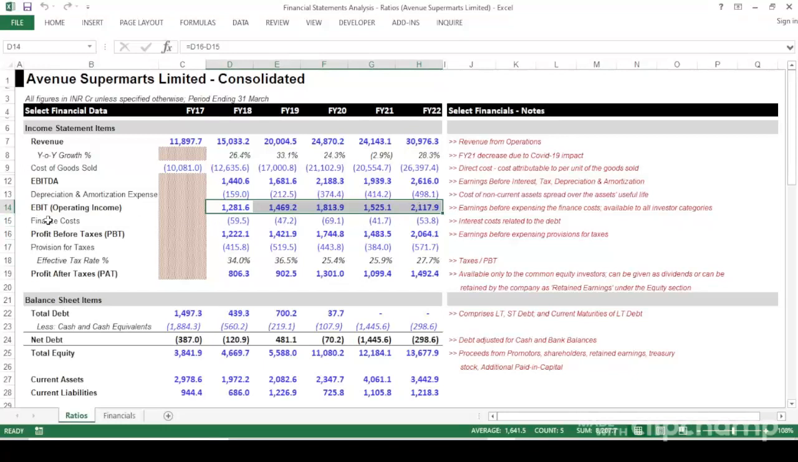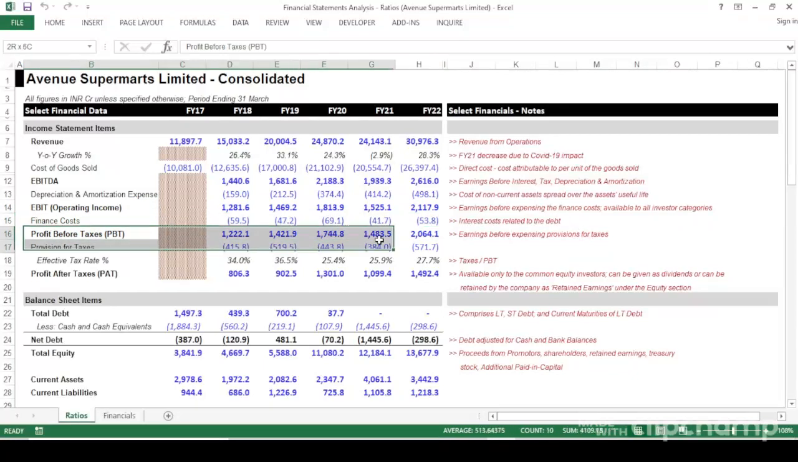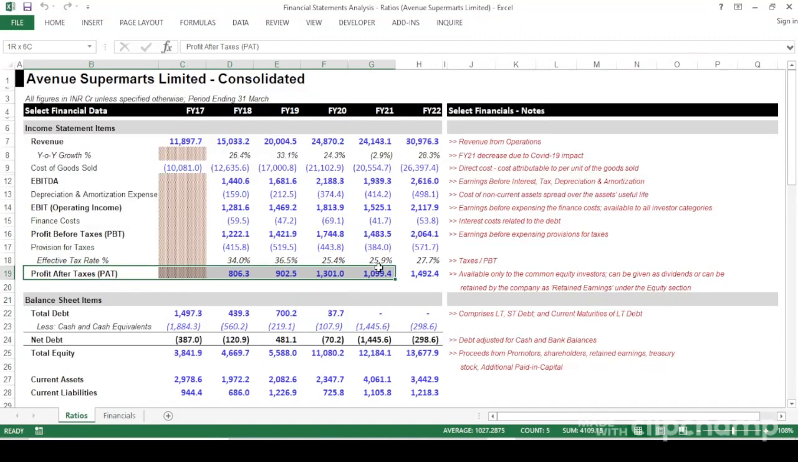After this, we expense the finance costs or the interest cost related to the debt. Then we reach the profit before taxes. After this, we have some provision for taxes. In the final stage, we reach the profit after taxes or the net income to the common shareholders. This is available to the common equity investors. All the other investors have already been paid. So this is available only to the common equity shareholders.